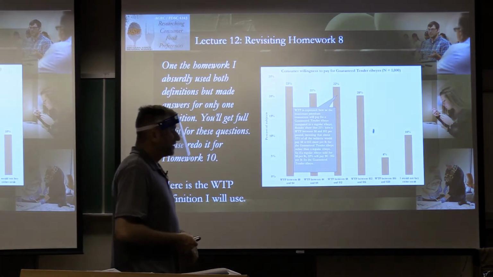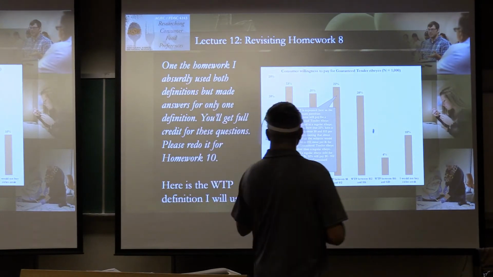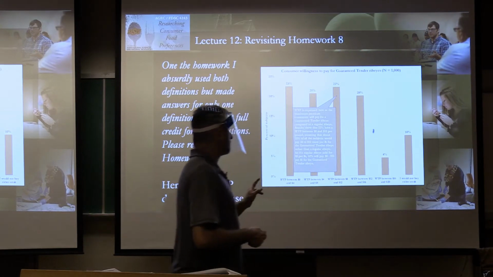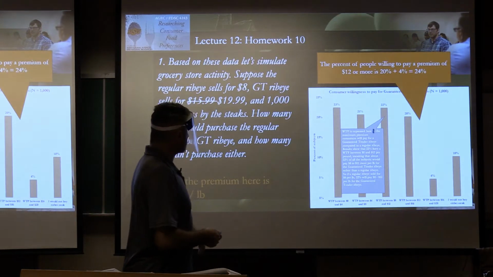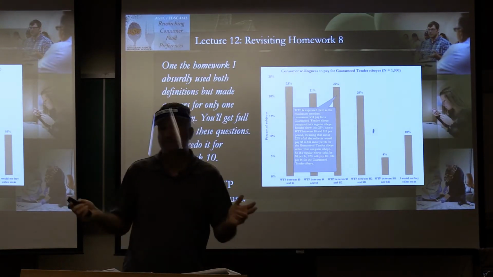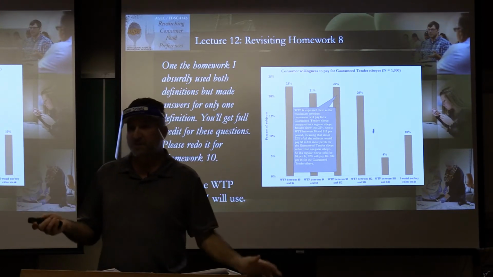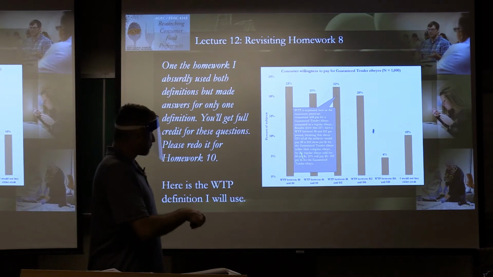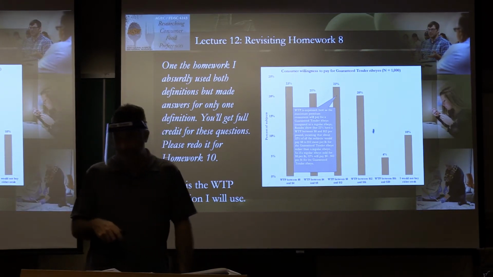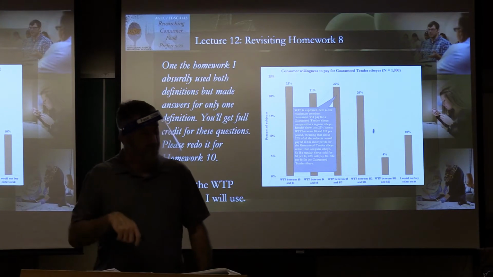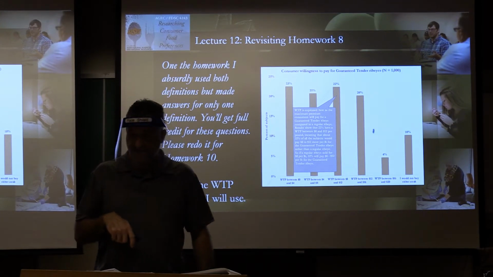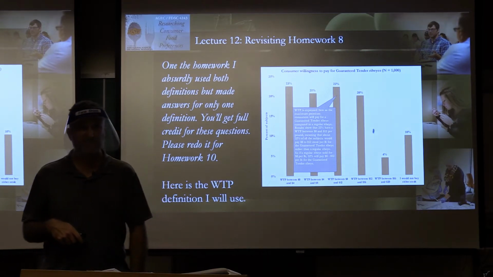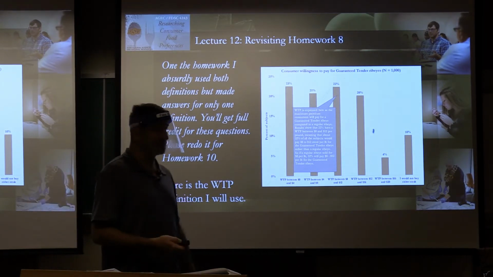All right. Okay, so what we're doing here is, on the new homework, homework 10 is basically questions 1 and 2 from homework 8. I just redo the definition there of what willingness to pay is, and I use a different price, and I ask you to calculate how many people would buy each type of steak and the market share. And so we're just going to do that here.